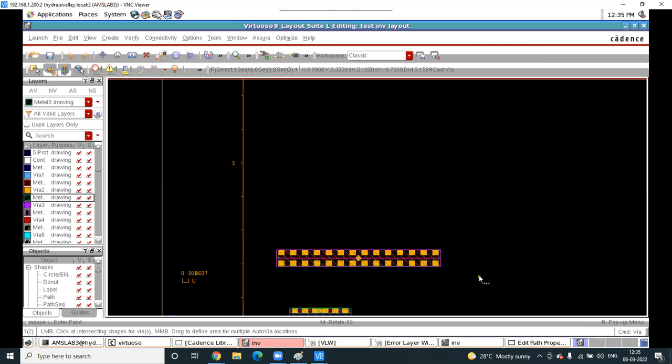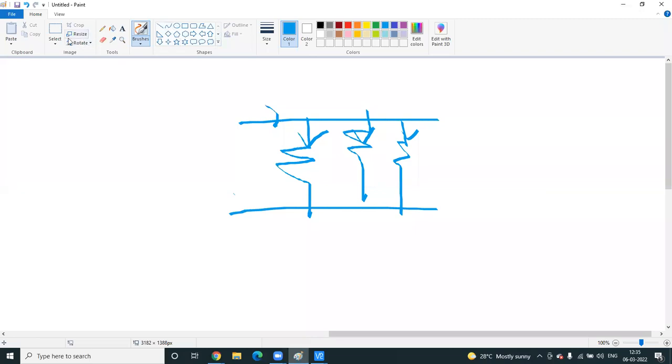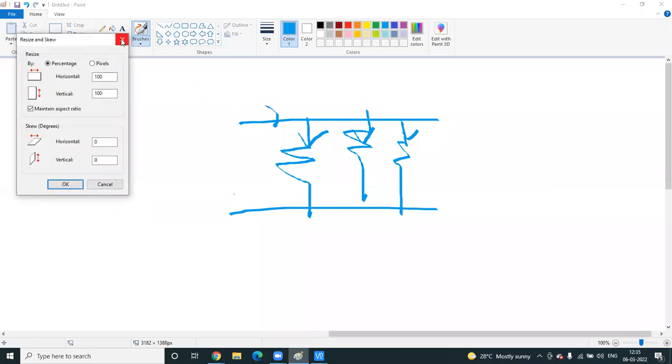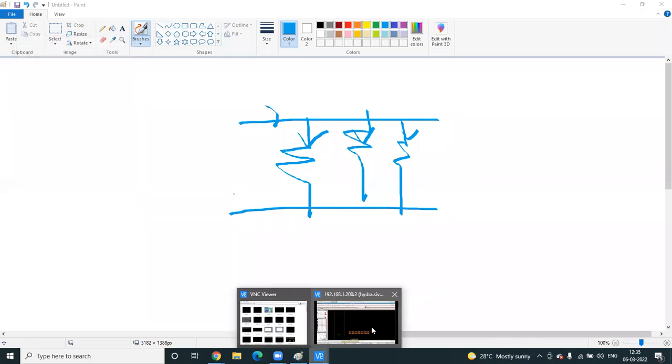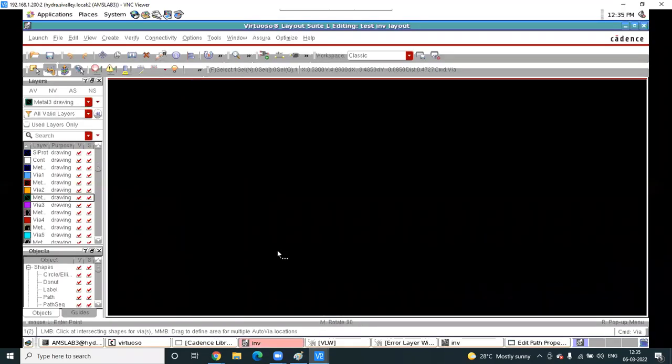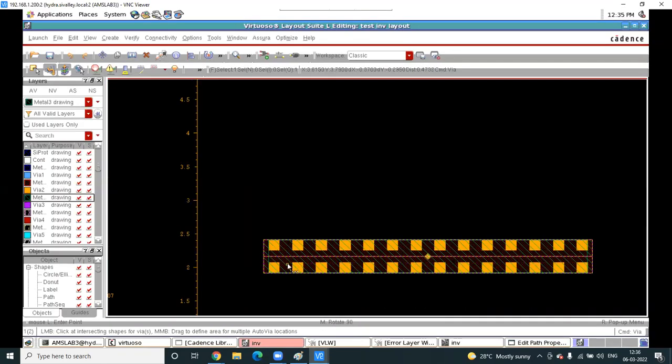If you increase the stack, you see there are more VIA2 also there, so you can pass more current. So what is the equivalent resistance now? Not resistance, total width will be double now. 0.5 plus 0.5, so it takes as 1 ampere current.